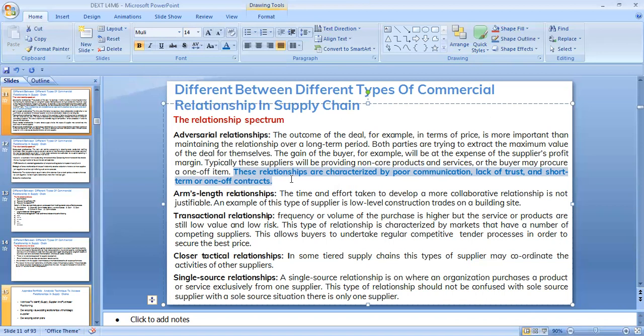Now, as we keep moving on from adversarial up to arm's length relationship, up to transactional, the next one is the close tactical relationship. Now, can you see the name, close tactical? That is to say that the young lady is about to take the young man a little bit serious. The buyer and the supplier, it seems they're going to take it a little bit serious. So in some triads of supply chains, these types of supplier may coordinate the activities of other suppliers.